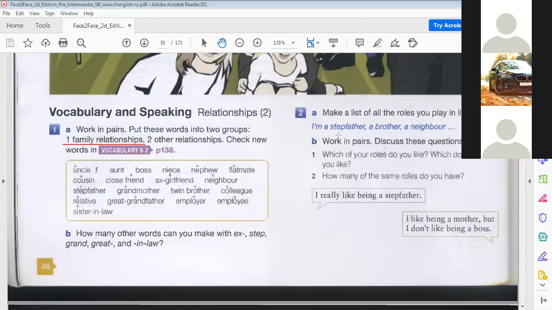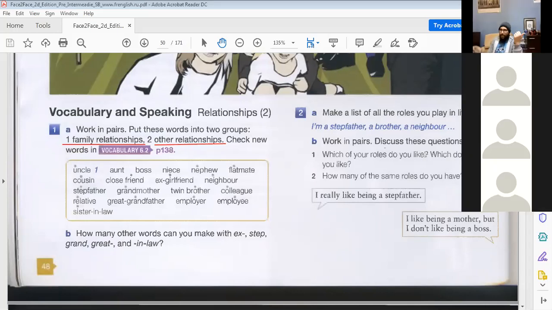Yes, I see. Okay. Who asked repeat, please? Was it you, Safiya? Me, yes. Okay. So here you can see the box, right? So we have some words. We're gonna divide the words into 2 groups. The first group is for family relationships and the other group is for other relationships. Do you get the idea?